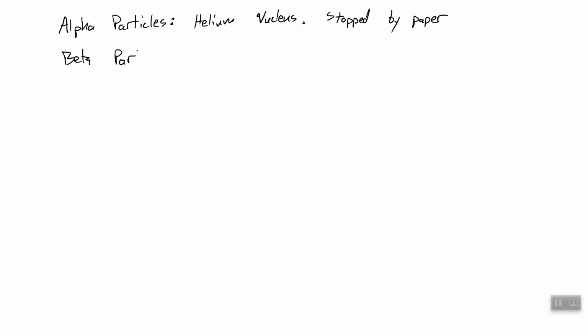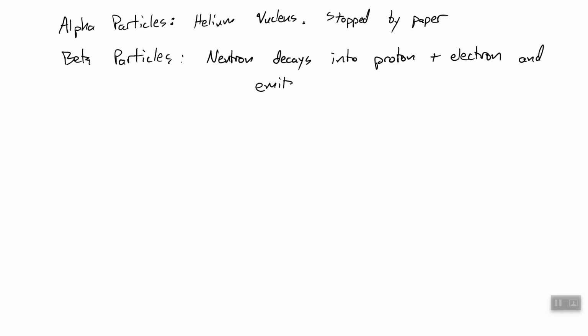Next, we have beta particles. So a beta particle is when a neutron, which is slightly heavier than a proton, decays or just turns into a proton plus an electron. And you say, can it do that? And I say, yes. It's kind of just weird atomic level stuff, right? So a neutron turns into a proton and electron, and then it emits that electron.